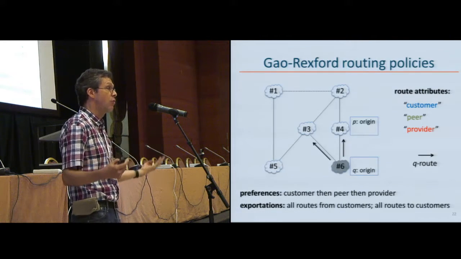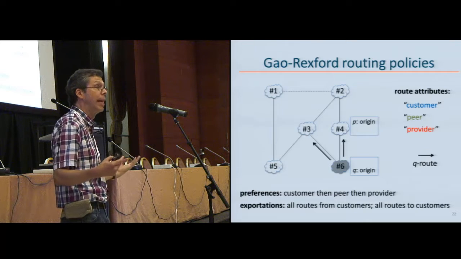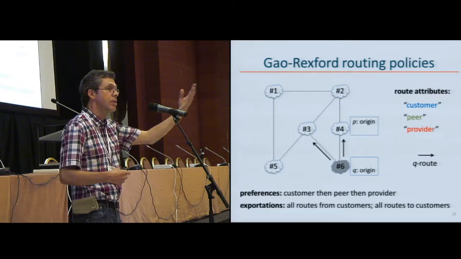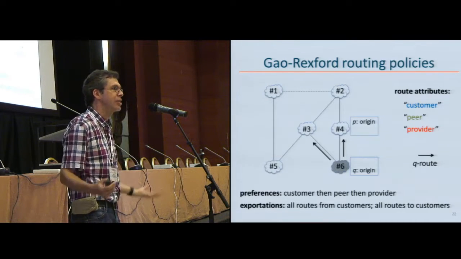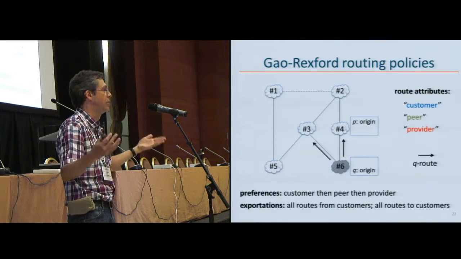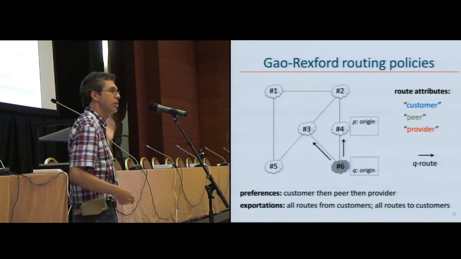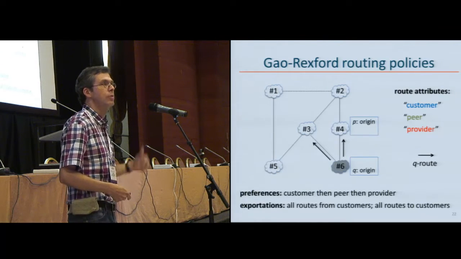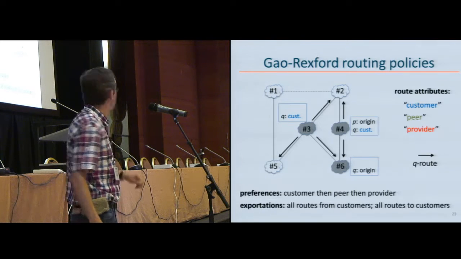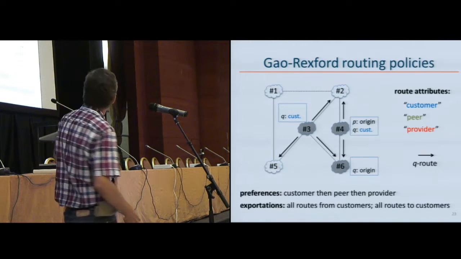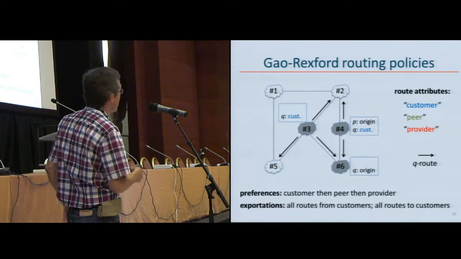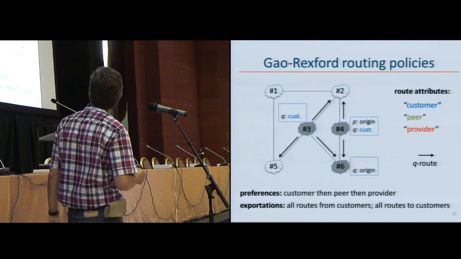Okay? The exportation of routes also follows the flow of money. So customers buy connectivity from providers, so providers announce to the whole internet all the routes they learn from the customers, and they send to customers all the routes they learn from their neighbors. So let's see this in operation here. Q route is a route pertaining to prefix Q. So the routes sent by AS6 reach AS3 and AS4. They elect a customer route, this is cust here, customer route, and they announce to their neighbors. This is the rule.